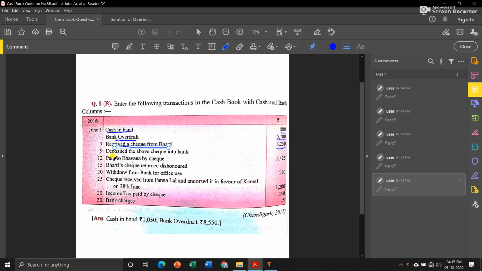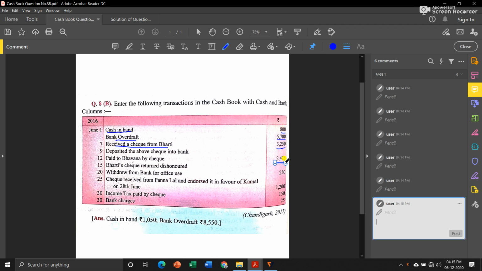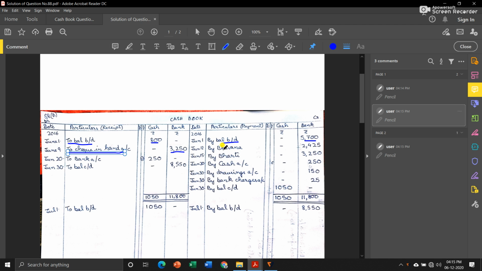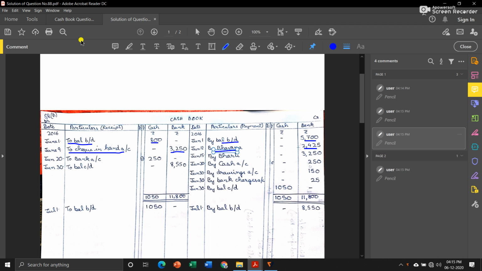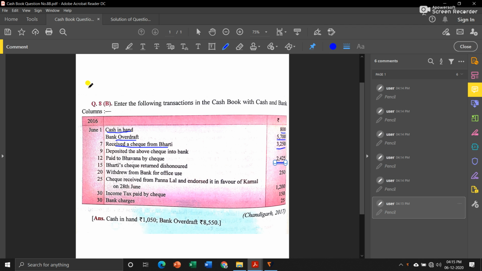Then next, on June 12, paid to Bhavna by check. That means we paid a check to her and money will be deducted from our bank account. So we will write on credit side by Bhavna, on bank column we will write 2425. Then next, on June 15, Bharti's check returned dishonored.